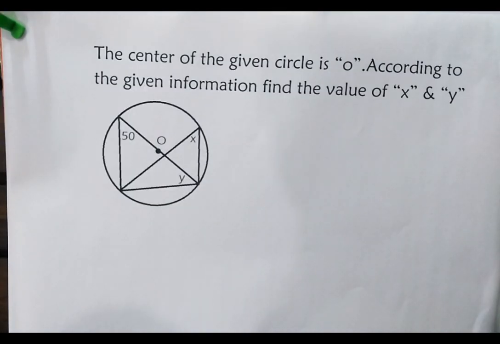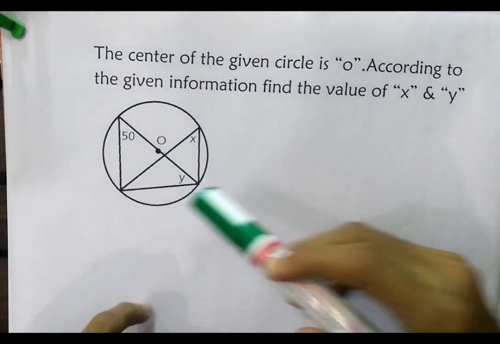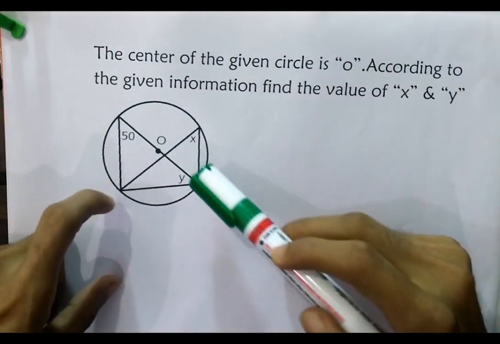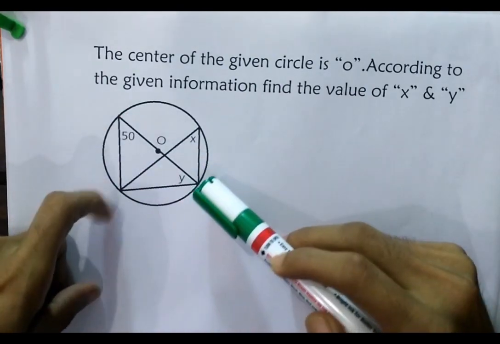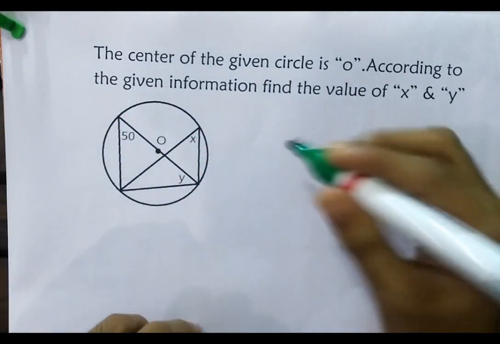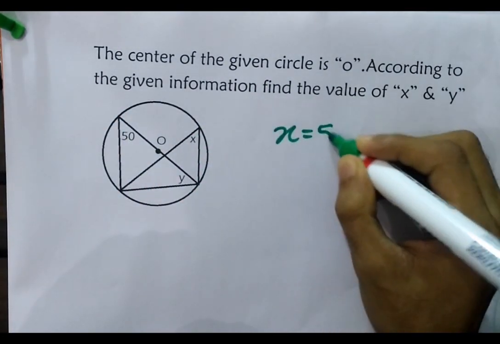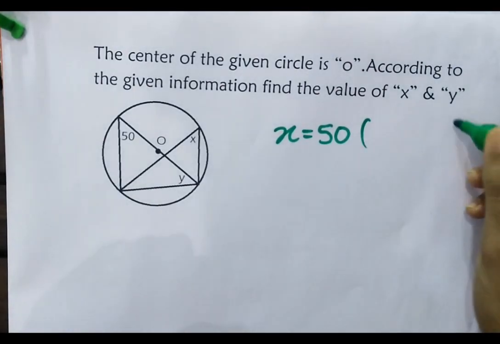Okay, the center of the given circle is O. According to the given information, find the value of x and y. Okay, so the value of x, that's easy for us to find out, right? If you see same segment, we can apply that theorem. According to the same segment, x equals 15. So it's better to write the reason.